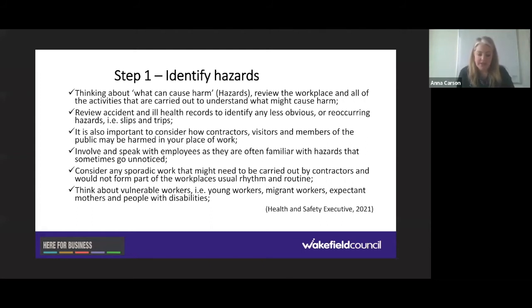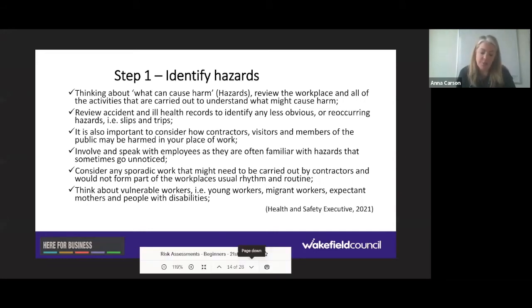And be aware of hazards that don't have an immediate effect. It's sometimes easy to spot that a machinery doesn't have a correct guard on and could quite quickly lead to an injury. But there are some hazards that will build up over time, and examples of this would be exposure to noise or possibly asbestos.